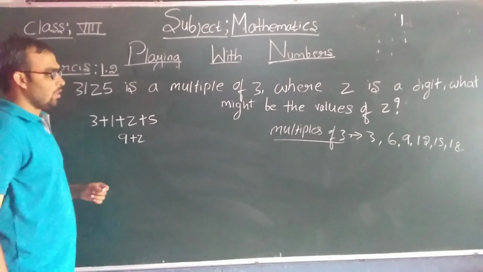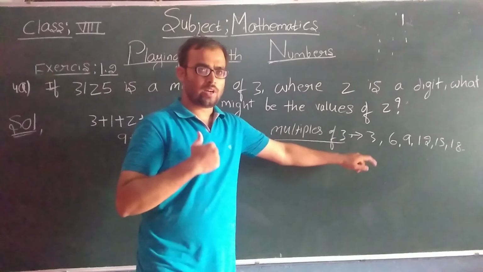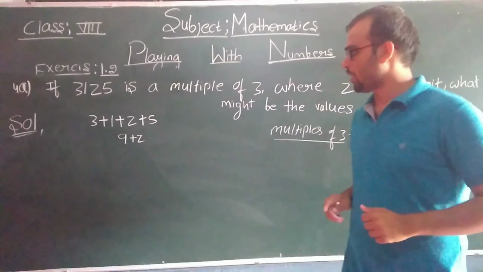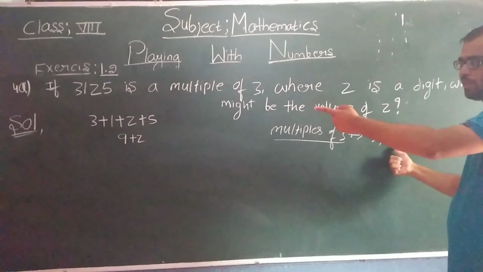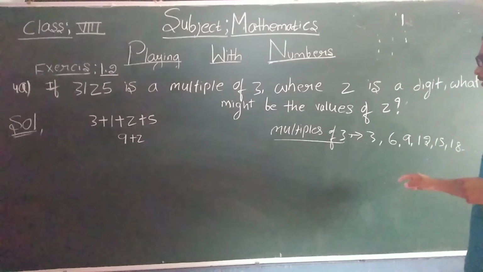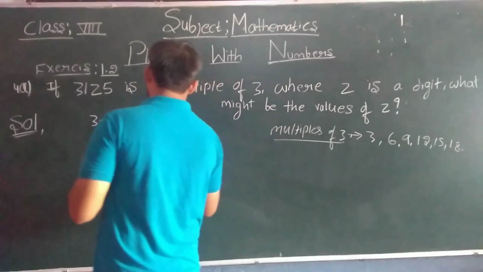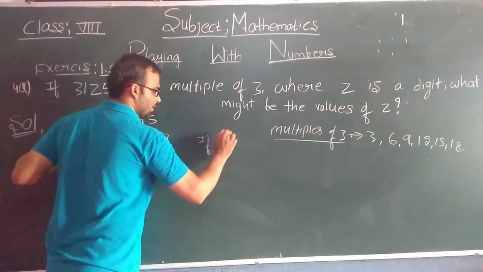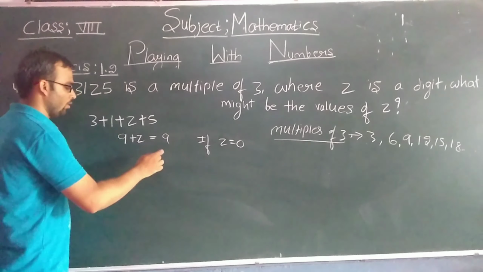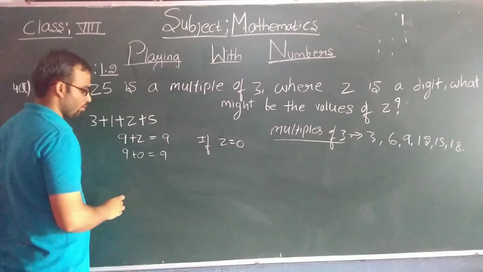Now this 9 plus z cannot be equal to 3, because we are having 9 as a greater digit. Again, this 9 plus z cannot be equal to 6, because we are having 9 as a greater digit. But this 9 plus z will be equal to 9 if z is equal to 0.